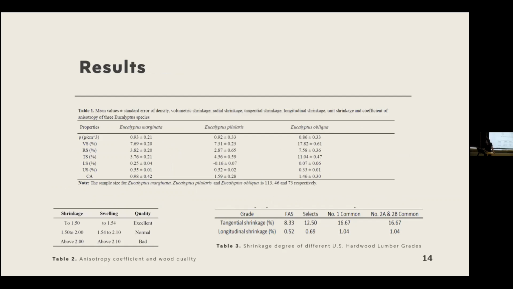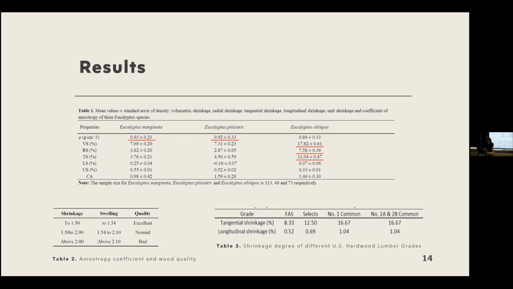As we can see from table 1, the density of Eucalyptus marginata and Eucalyptus pellita are close to each other, while the density of Eucalyptus obliqua is a little lower. The volumetric shrinkage of Eucalyptus obliqua is the highest, more than twice that of Eucalyptus marginata and Eucalyptus pellita. Similar results are also found in radial shrinkage and tangential shrinkage, which means that this species has a worse size stability and is not suitable to become an alternative species.